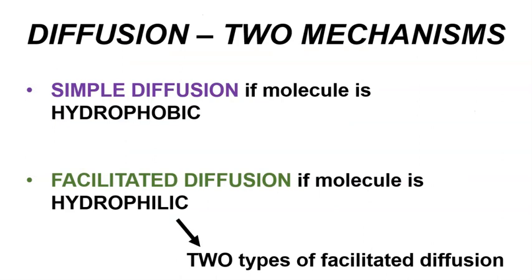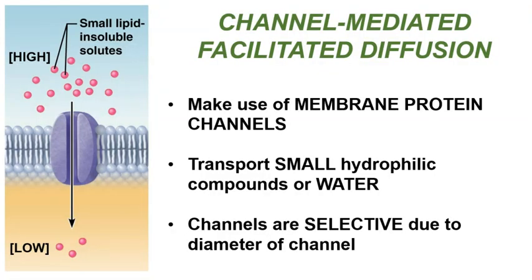So now that we have seen simple diffusion, let's explore a little bit of facilitated diffusion. Within facilitated diffusion, we have two types. The first is called channel-mediated facilitated diffusion, which makes use of protein channels in the membrane. The membrane protein contains a water-filled channel at its center, and it allows for the passage of very small hydrophilic compounds, such as sodium and potassium, or even water itself, by channel-mediated facilitated diffusion.